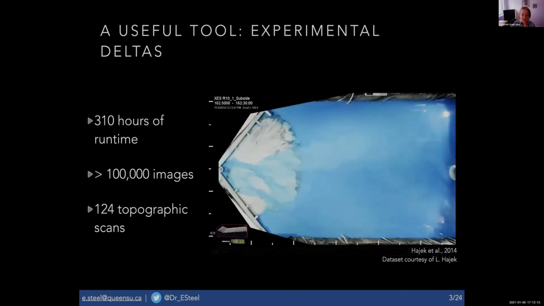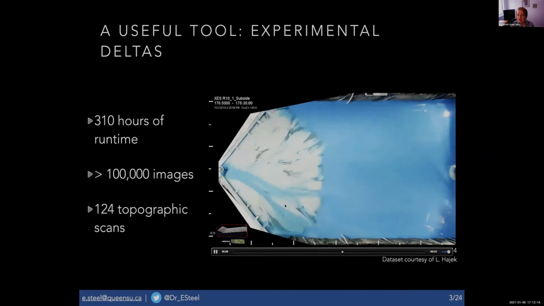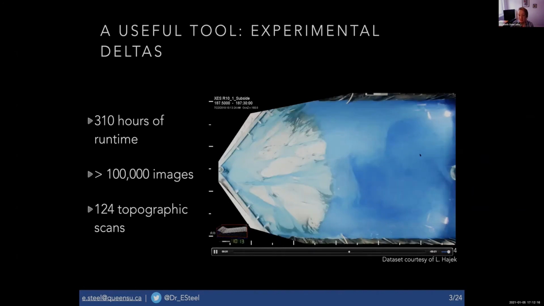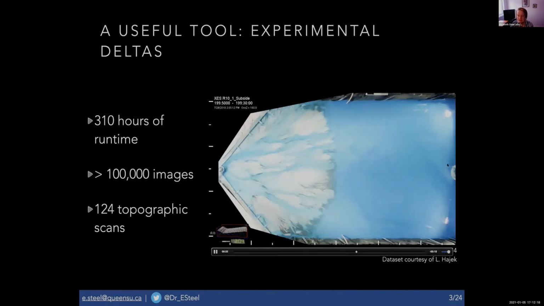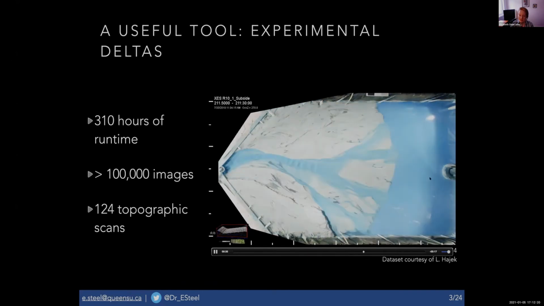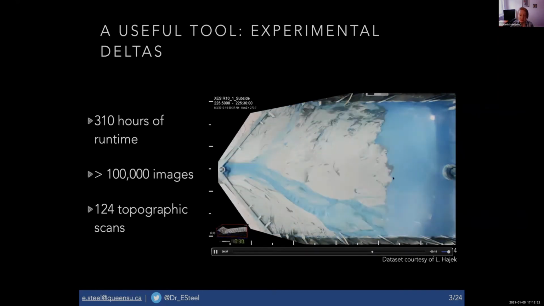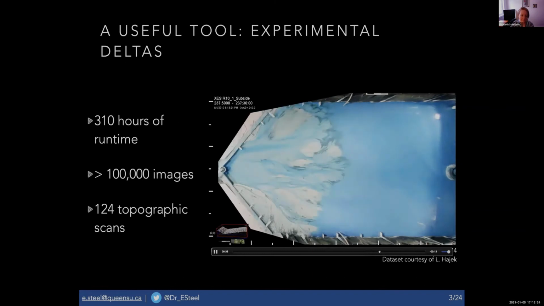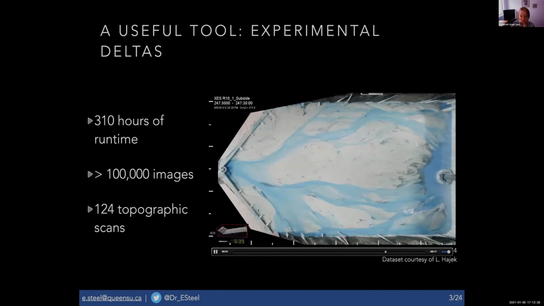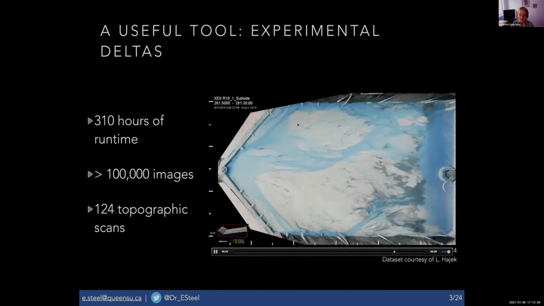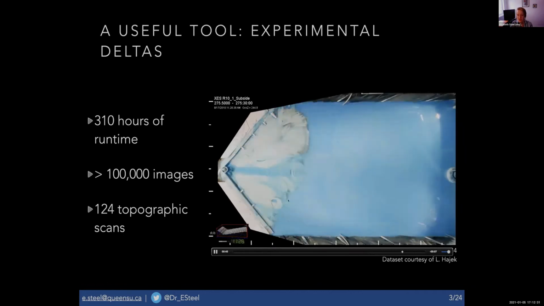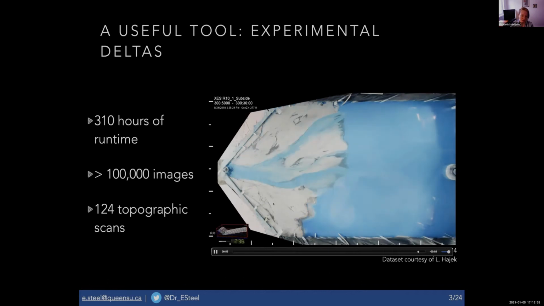And what you're looking at is a delta that was built over 310 hours of experimental runtime. If you're looking at this time lapse, you'll see that it underwent several base level cycles with sea level fall and rise, and I'll talk about that a little bit later. Not totally relevant to this project, but there's a lot of subsidence in the proximal region of this delta, and when you see the stratigraphy, you'll notice there's really high accommodation in the proximal region.